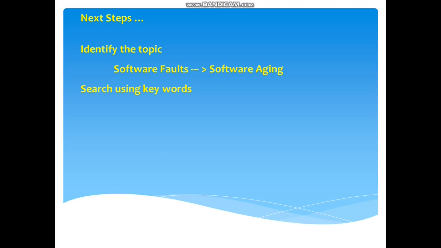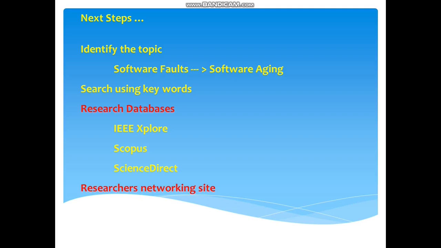Hence, in order to minimize the searching effort, we can look for popular research databases like IEEE Xplore, Scopus, and ScienceDirect. These are a few examples. You can use some other databases also. Apart from these, researchers' networking sites like ResearchGate can also be considered to search for papers.